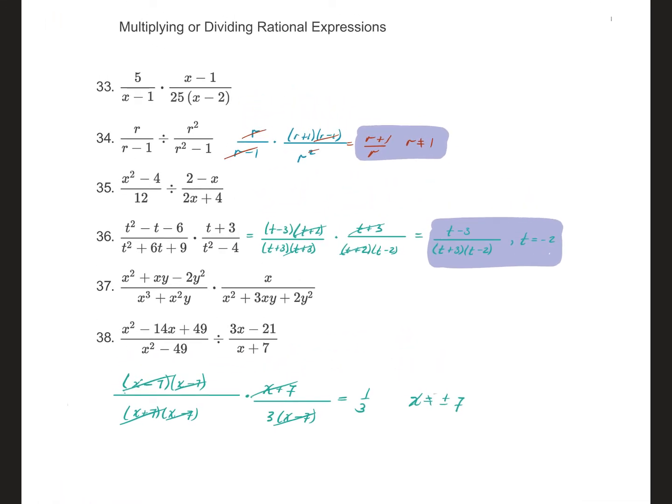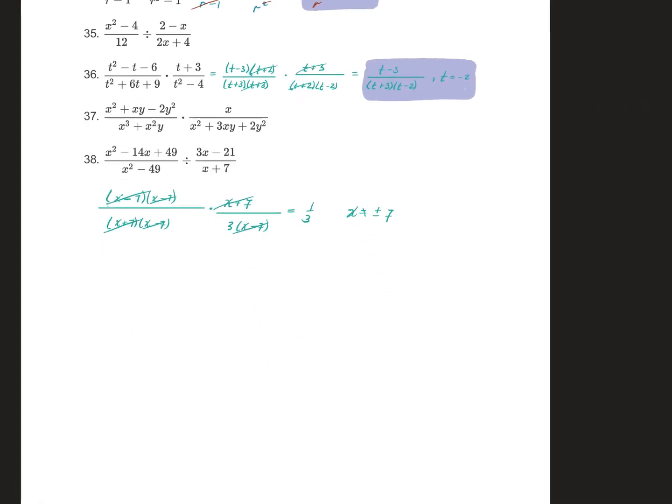So remember the odds are on Calc Chat. The evens, I think I posted to be ready at 8 a.m. If not, I will release those. But 34 should have been r plus 1 over r. 36, t minus 3 over t plus 3t minus 2. And 38 is just 1/3.